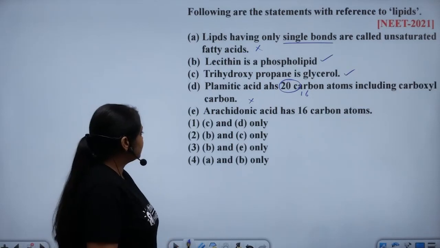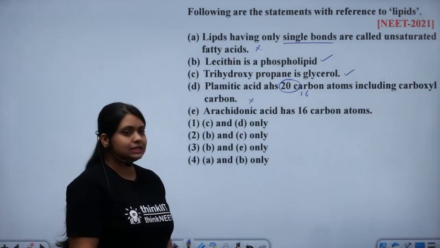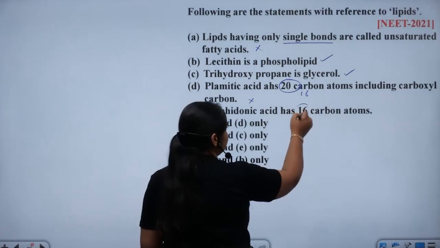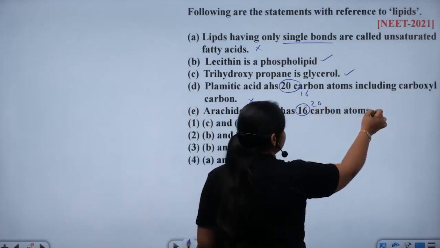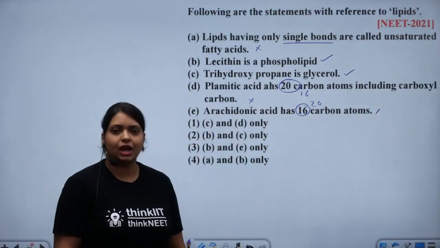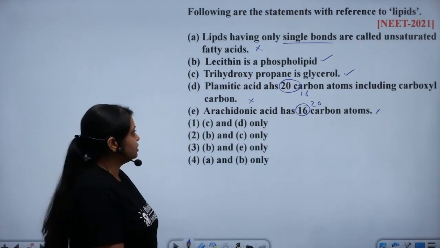E, arachidonic acid has 16 carbon atoms. No, they do not. They have 20 carbon atoms. So this statement is also incorrect. Now we have to find out the correct statement out of these. Let's see.